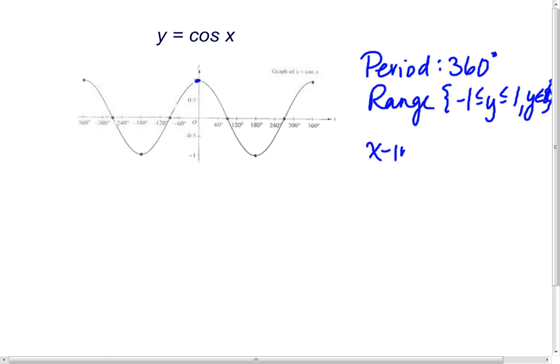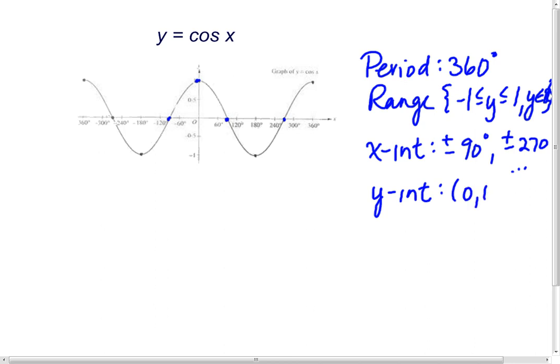X-intercepts are a little different, however. We have x-intercepts at 90, 270, and so on. X-intercepts at plus and minus 90, plus and minus 270, and we continue by adding 180 each time, and we'll get our x-intercepts. Y-intercept for this one is 1. And that's the handy point to remember for cos.